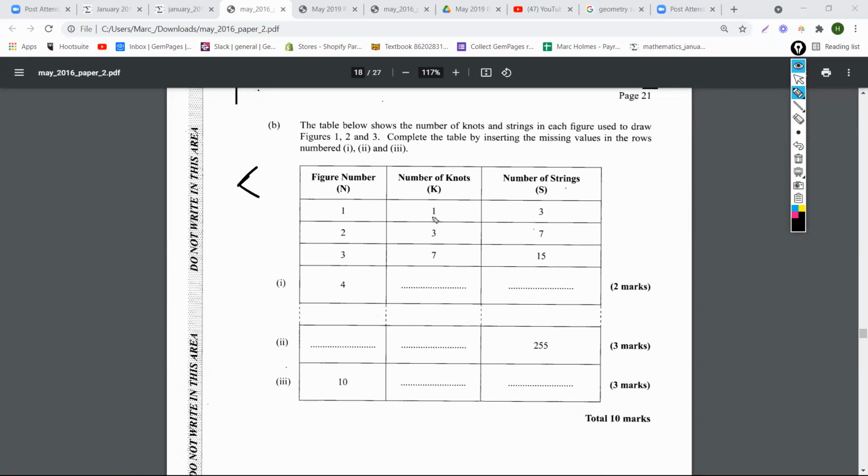So figure 1 has 1 knot and it ends up being 3. Figure 2 has 3 knots, so it ends up being 7. Figure 3 has 7 knots, so it ends up being 15. Figure 4 would have how many knots? So there's a pattern, guys. We just need to do 2 times 3. No, I think it's like 2, 4, right? 1 plus 2 is 3, 3 plus 4 is 7. Maybe you would have put another one like that.